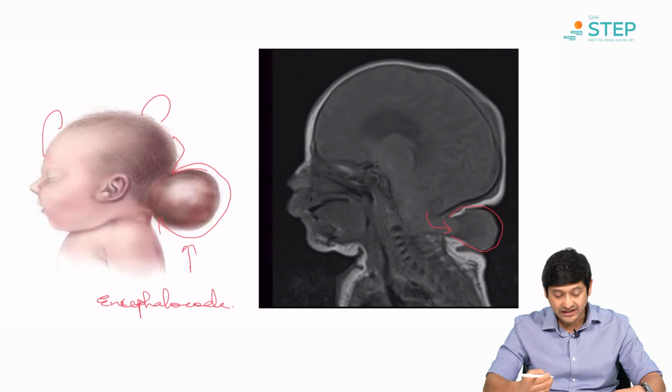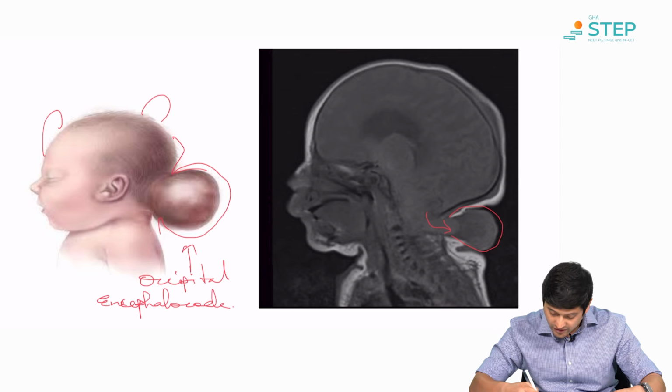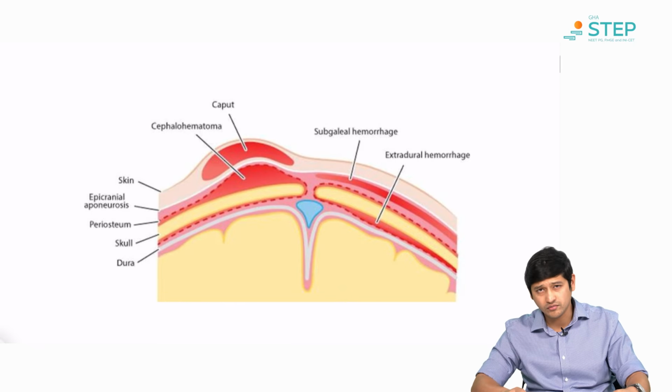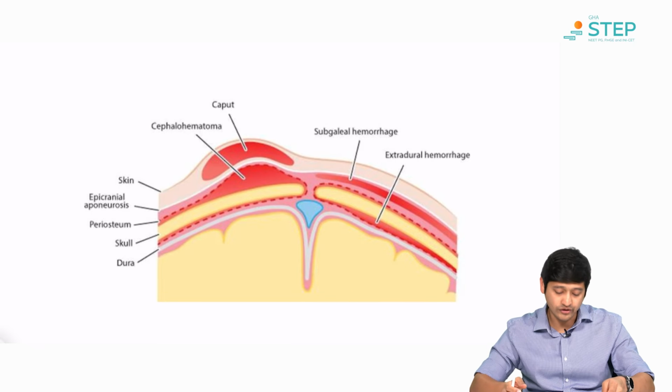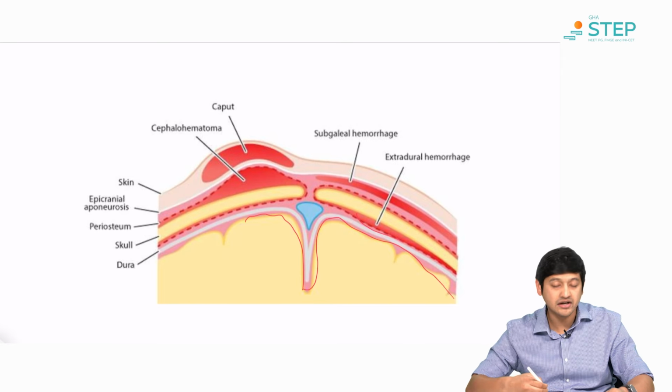And depending on the area, it is given a name, occipital in this case, because the defect is in the occipital region. So the defect is over here. There is an occipital encephalocele. There are various forms of hemorrhage that can affect the cranium of a newborn. You can have extradural hemorrhage starting from inside, which is outside the neuraxis. It's outside the brain parenchyma and the subarachnoid spaces. You have an extradural hemorrhage.